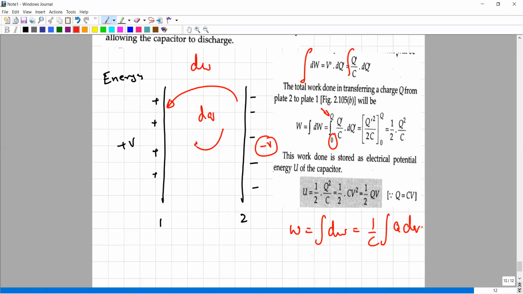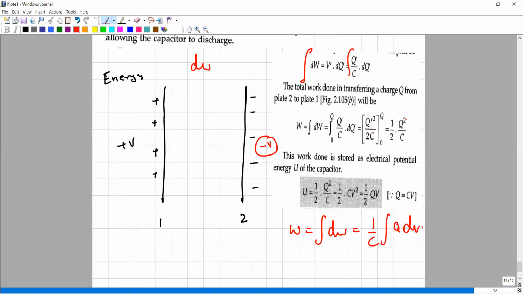dq, you're going to keep on transferring the charge from the second to the first, second to the first, and eventually you're going to transfer a total charge of q from this plate to this plate. Finally, the total charge q that you're going to transfer. That means you're going to integrate this value from 0 to q. This will be your limits.